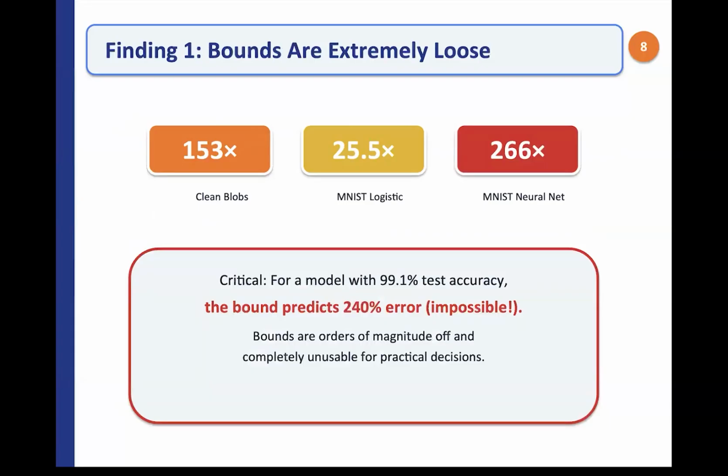Finding one: classical bounds are extremely loose. For clean synthetic data, the bound is 150 times too loose. For MNIST logistic regression, about 25 times. And for the neural net, roughly 266 times. In the most extreme case, a model with 99.1% test accuracy gets a bound that predicts 240% error, which is impossible. So the bounds are mathematically valid, but useless for any practical decision.